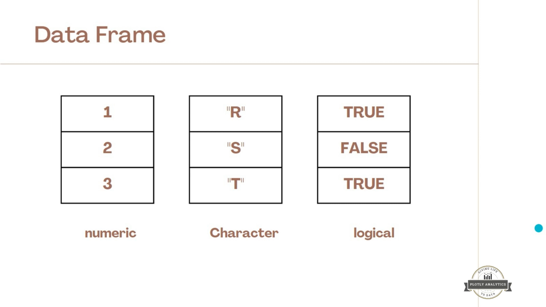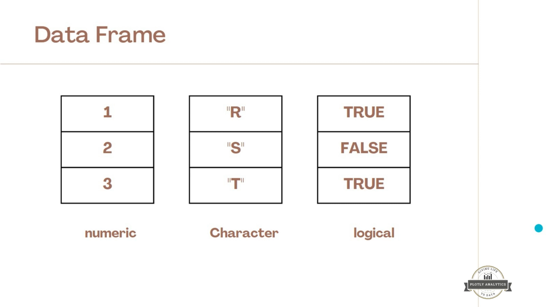But within a column, every cell must be of the same data type, and the column length should also be the same. If the column lengths are different, then you cannot combine those columns in a data frame.